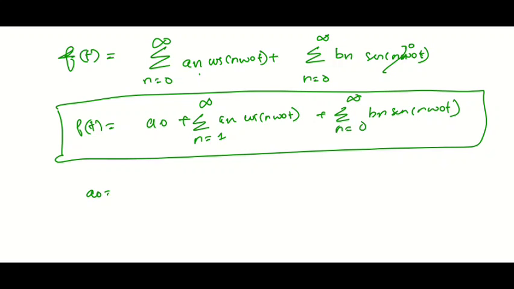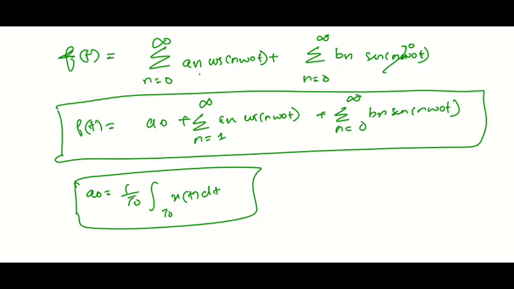And a0 is equal to 1 divided by T0 integral over T0 of x of t dt. Okay, a0 is actually the average value of the function. So that is it.